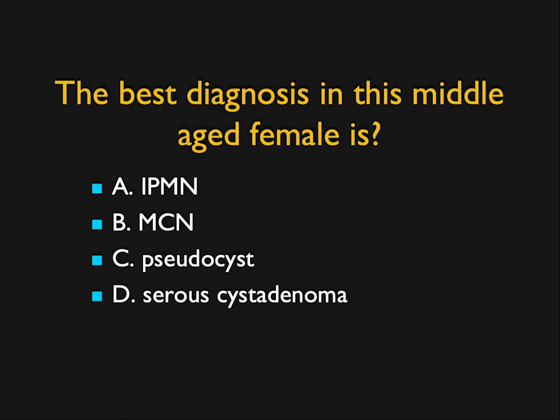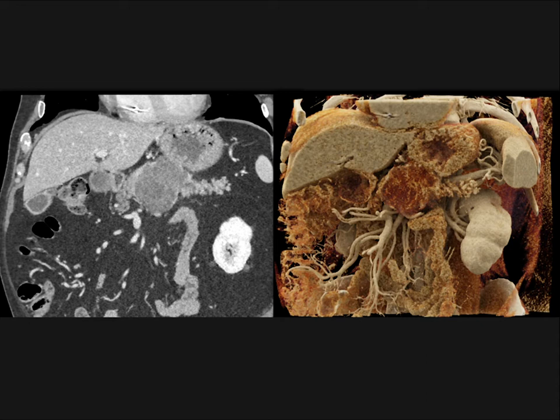In this first case of a middle-aged female, I asked what the best diagnosis is. When you look at the images, there's a coronal view and a cinematic. There's a complex cystic lesion in the body of the pancreas. Maybe there's slight prominence of the pancreatic duct, but that's the only finding. I like cinematic now to look at some of the texture of the lesions, and I think hopefully it's something we can learn from. Could this be an IPMN?